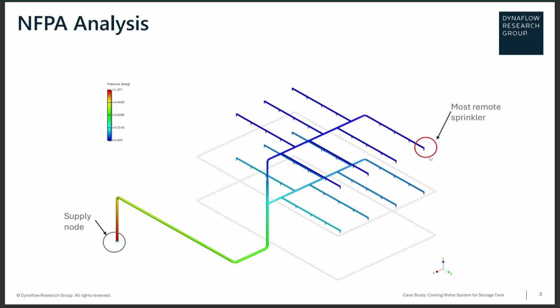We just need to specify, as we will see later, the sprinkler characteristics and the minimum flow rates, and the software will calculate what that pressure is.